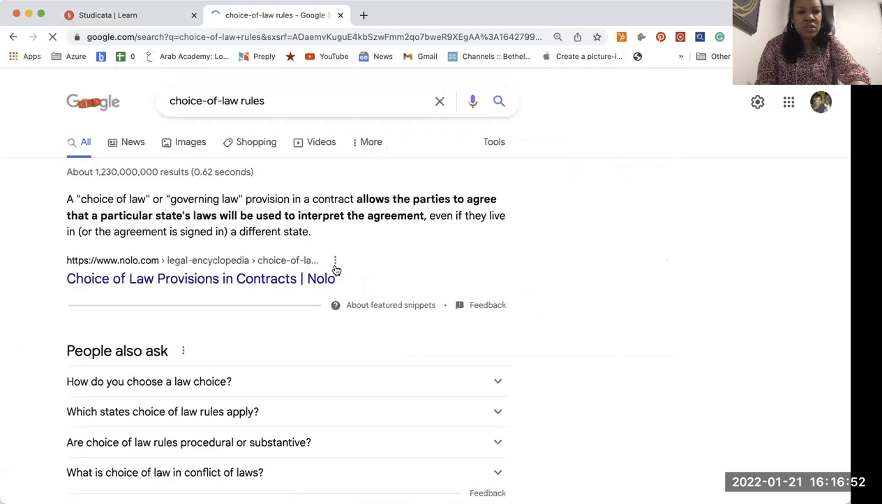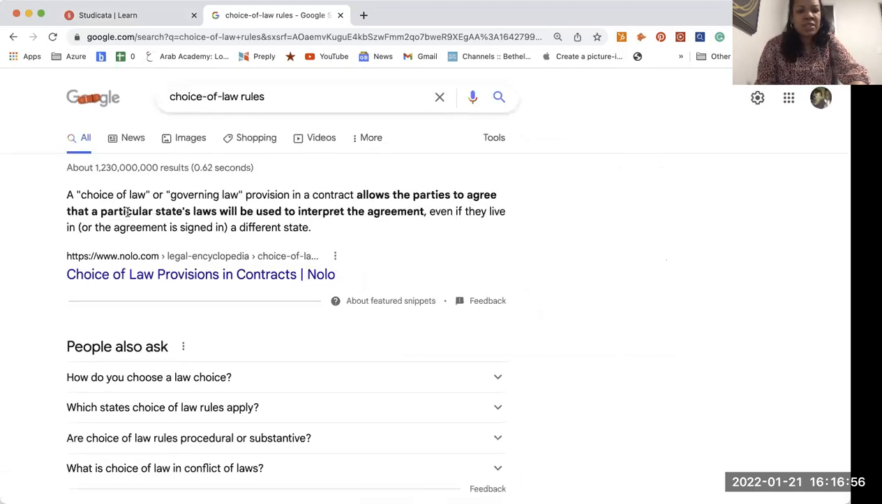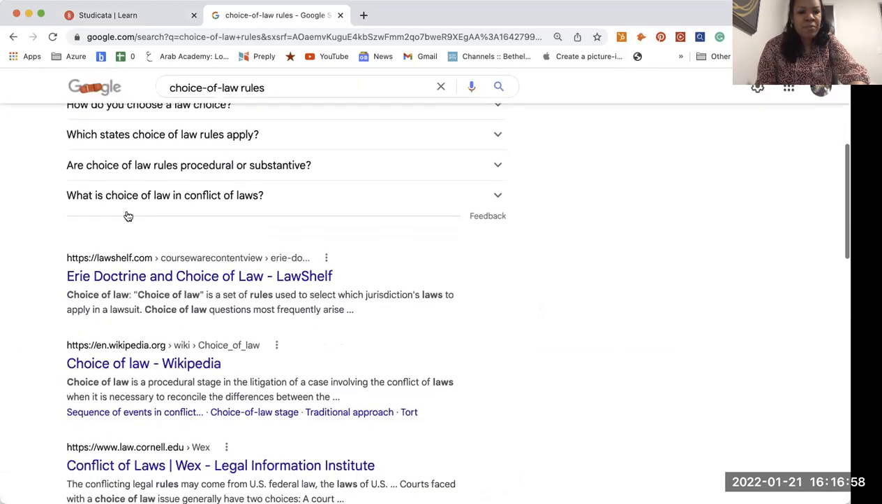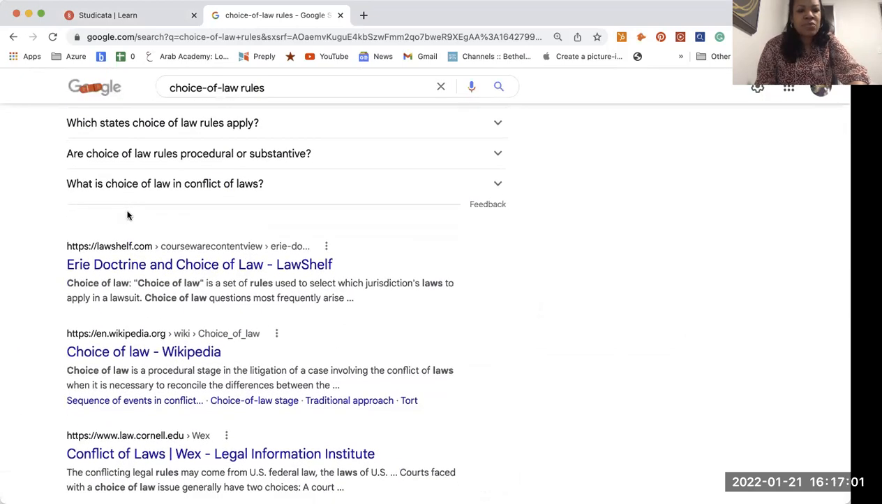The choice of law rules in the state was a choice of law or governing law provision. Okay, that's in a contract. We're going to learn about this more. In the Erie Doctrine... I've been hearing a lot about it, but I don't know what it is yet.